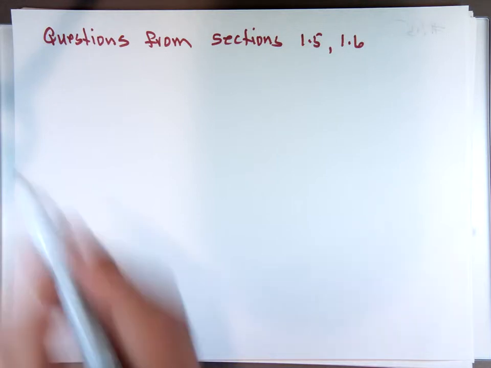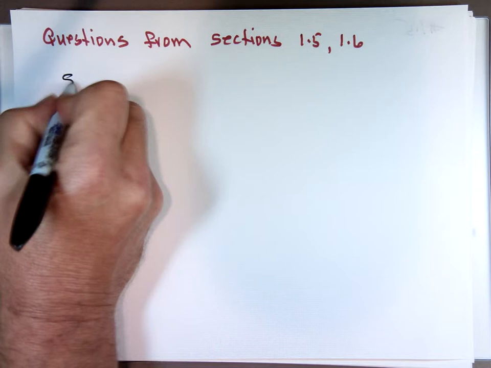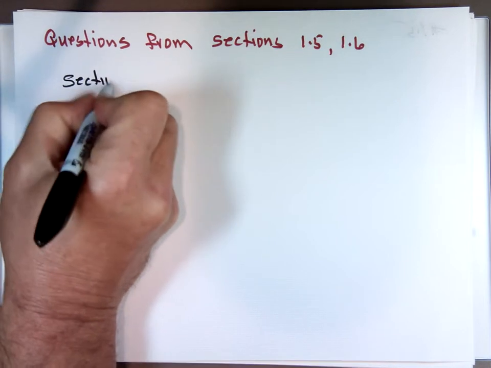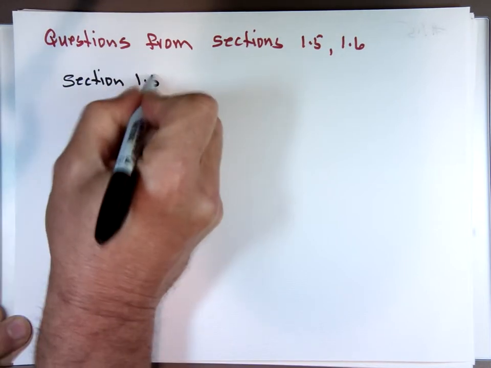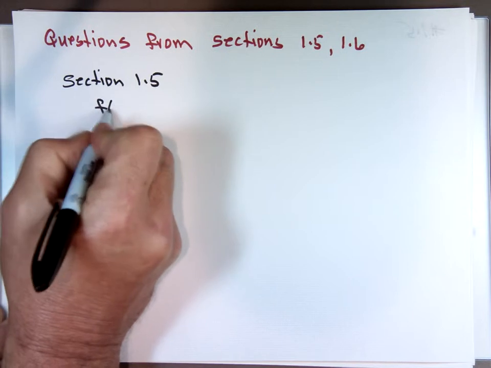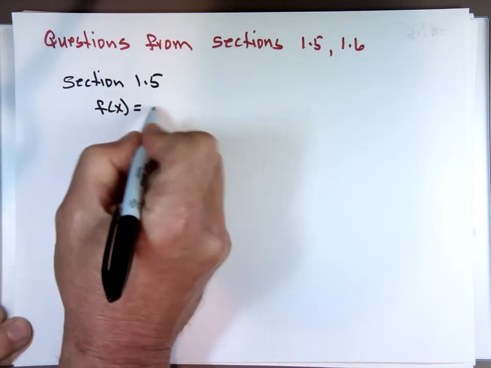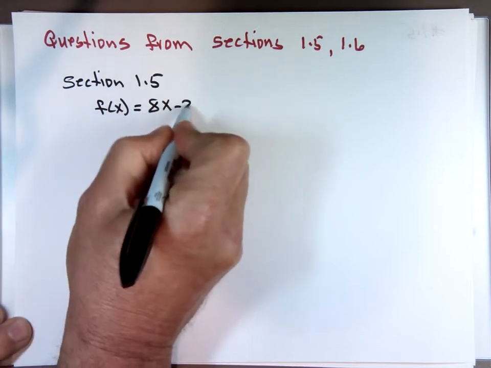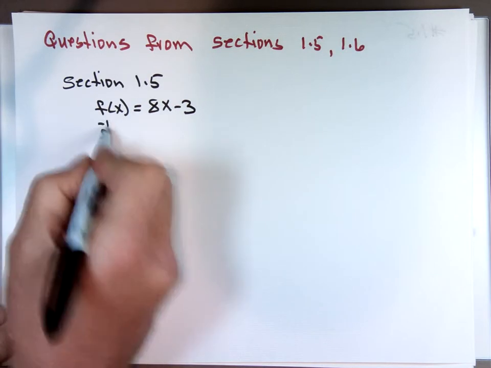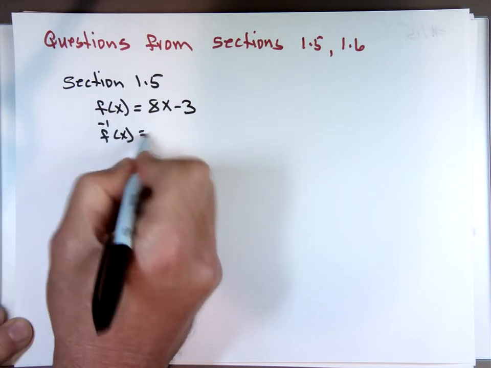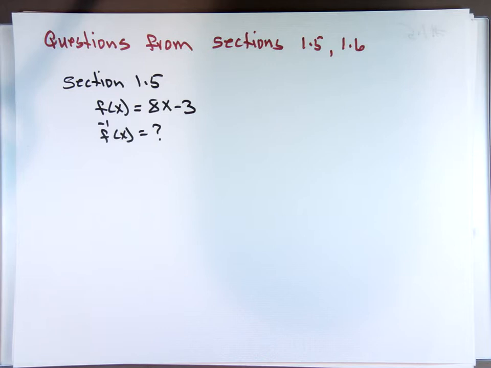So this one is from section 1.5, and the question is, given f of x equals 8x minus 3, can you find the inverse? That was the question.